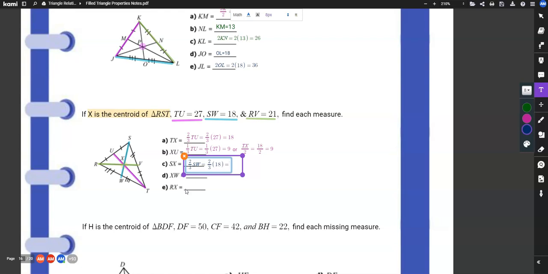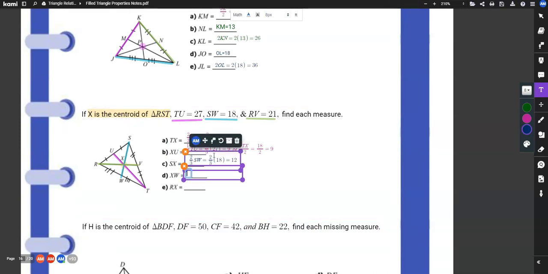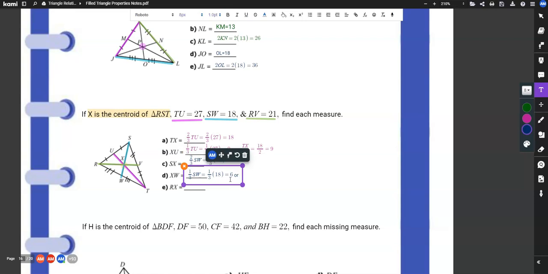And 2 over 3 times 18 is 12. And then XW, again, we can do it either of two ways. We can point out that XW is 1/3 the length of SW, which means 1/3 times 18, which is 6.